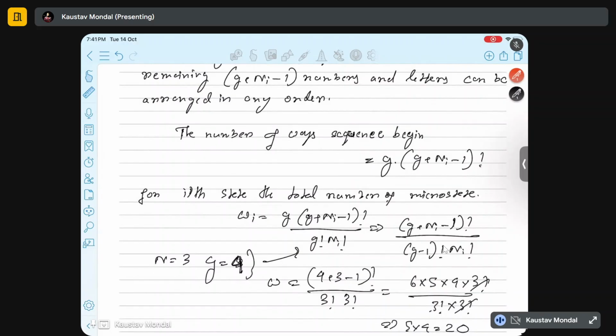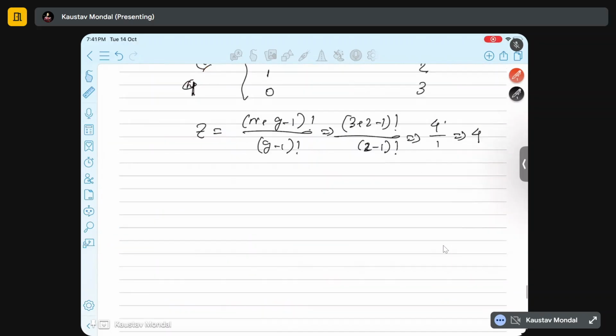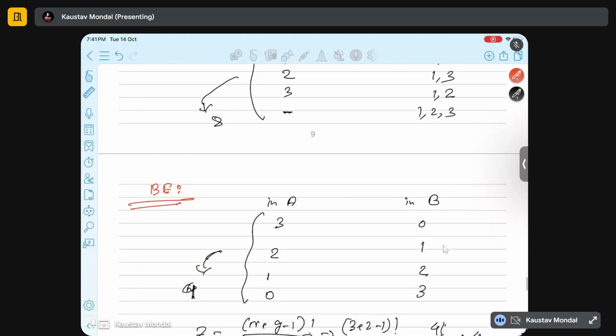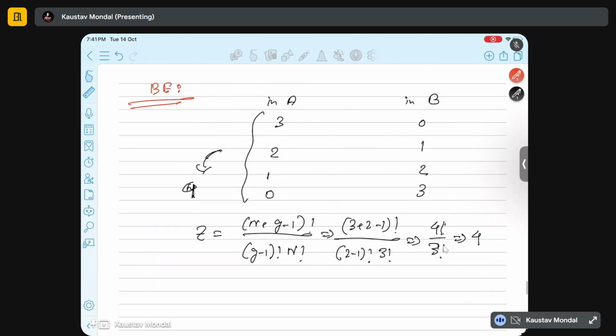There is also (g minus 1) factorial into n factorial in the denominator. Doing it, g minus 1 means g is 2, minus 1, factorial, into the number of particles, 3 factorial. So 4 factorial by 3 factorial gives you 4. Now it's fine. So by using this distribution relation also, you can verify the same result.